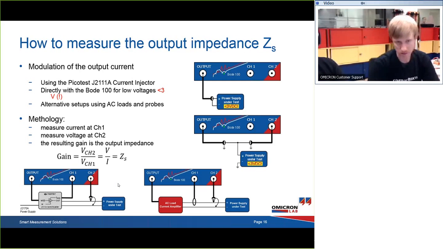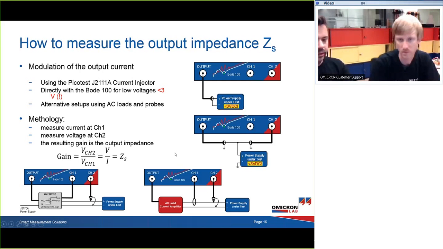Picotest offers a second injector, the high current injector, that is the 2112. Bernhard, is that correct? That's correct, Steve? Yes, that's correct. And it has a voltage limitation of 11 volts, I think, Steve. That's correct. So in case you need even higher voltages, then you have to build your own amplifier. At the moment, we don't have one, or you're looking for current amplifiers that are available on the market.